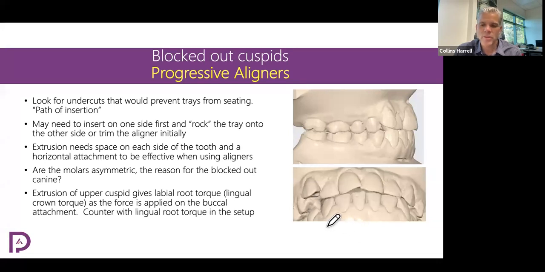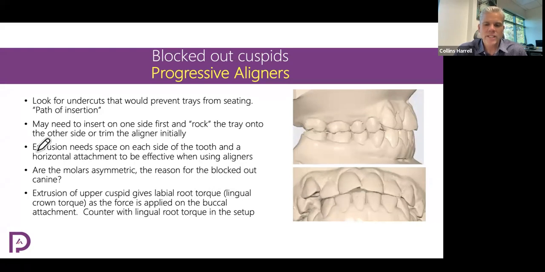And if you're having a problem with path of insertion initially, you might have to trim away a little bit of the aligner that goes into that undercut so that for the first few aligners, they can get it on and off. You may need to see it to where you put the aligner first onto the undercut area and then basically rock the rest of it on. So it can take a little bit of an effort to get the aligners on when you have these blocked out canines.